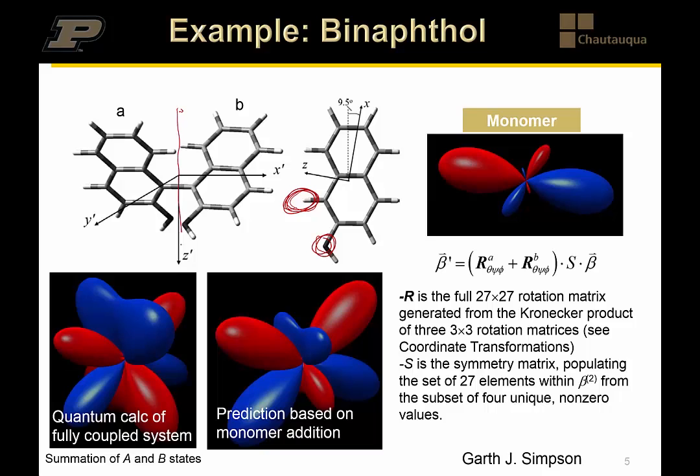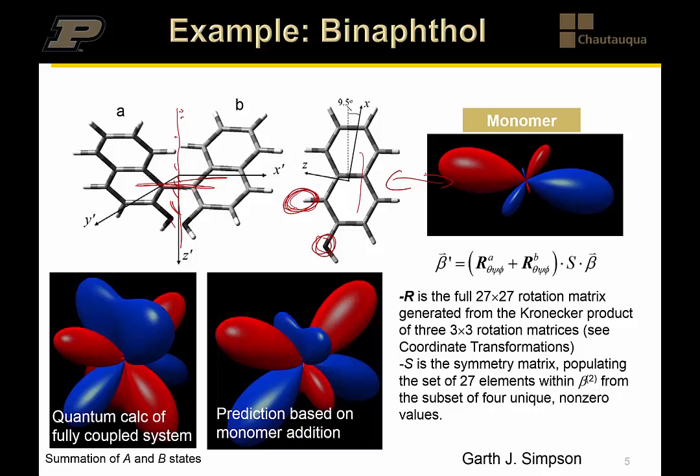If we just draw a line through here and cut it off and try to describe binaphthol as the coherent sum and difference states of the individual monomers, then we're really neglecting any interaction between the conjugated rings. And so it's a pretty gross approximation, and we don't expect it to do particularly well for binaphthol. So if it does even remotely well, then we should feel pretty good about that.